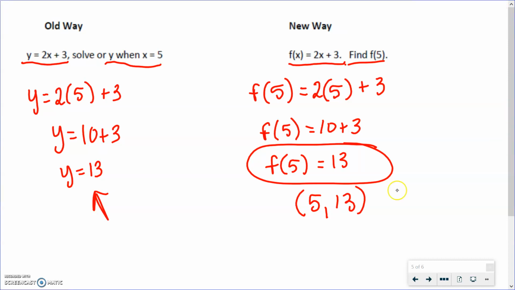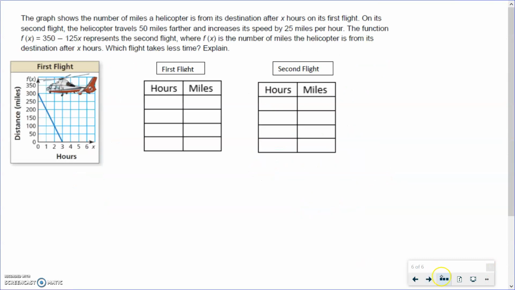Okay. Last thing we're going to talk about is some graphs and comparing functions. This graph shows the number of miles a helicopter is from its destination after x hours on the first flight. And then the second one, it travels 50 miles farther and increases its speed by 25 miles per hour. The function for the second flight is 350 minus 125x. So what we're going to do is use these tables to answer that question. We're going to fill in this table from information from this graph.